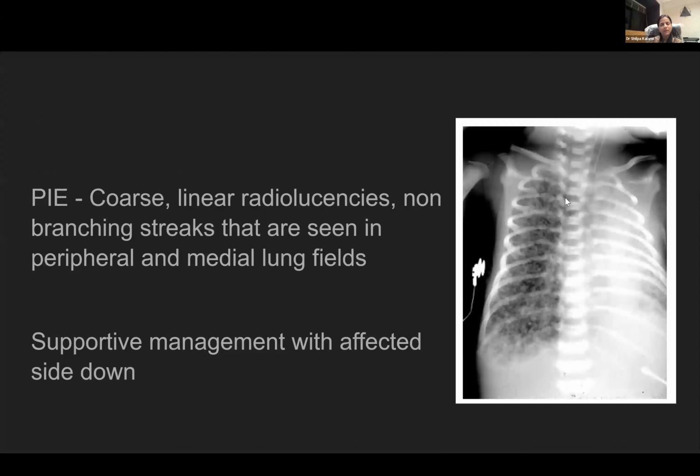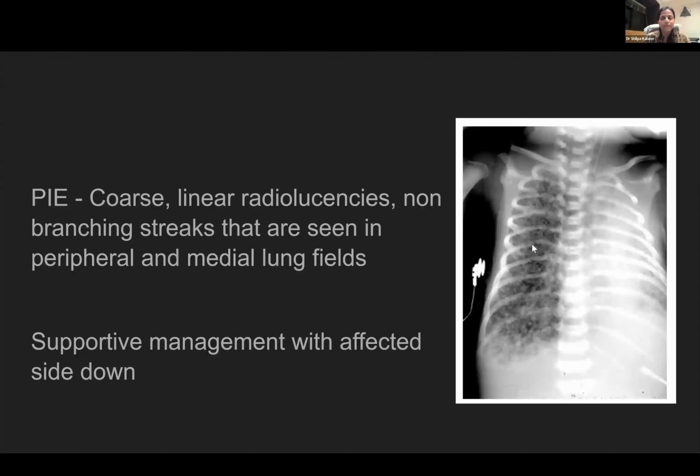Okay, you may get confused with air bronchogram. However, the difference is these are coarse radiolucencies, and this can be seen in the peripheral and the middle zone. The air bronchogram is seen in the hilar area. Okay, so this is pulmonary interstitial emphysema. The treatment is supportive, and generally the affected side is kept down so that the normal lung gets ventilated. Correct? And of course, this is a part of air leak syndrome. So you manage the ventilation so that you do not increase the air leak. So gentle ventilation, preferably high frequency or high frequency jet ventilation.